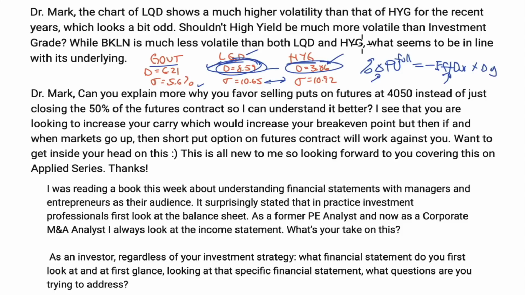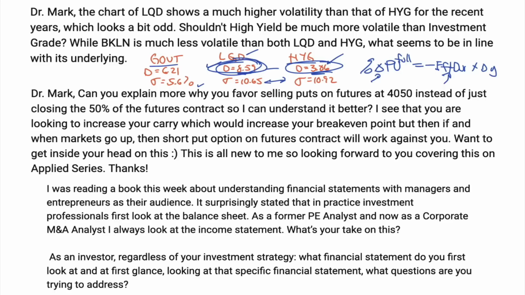So you can't just say, well, high yield should be more volatile. Not if it has very low duration and the other one has very high duration. So you're sort of missing that big thing with bond portfolios: you can't just look at the type of bond being held. You have to look at the effective duration of the portfolio itself.